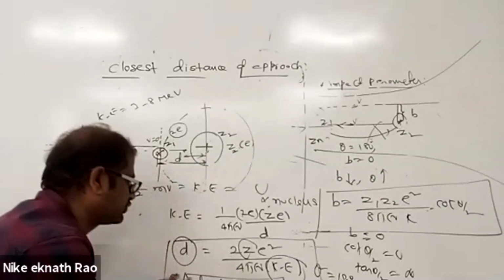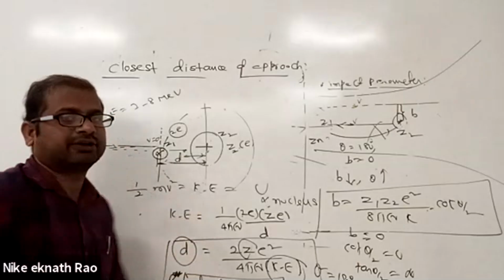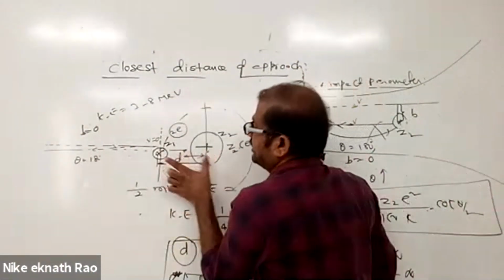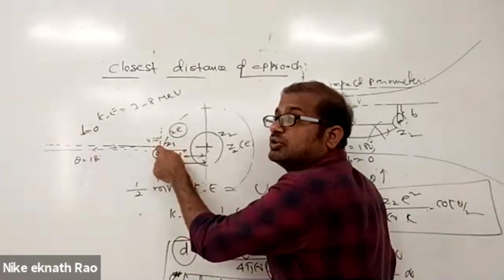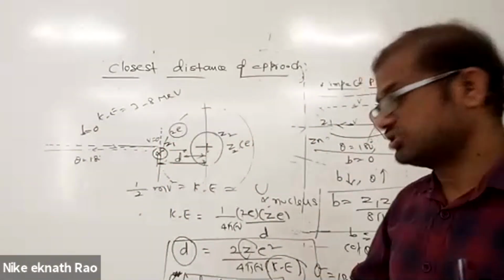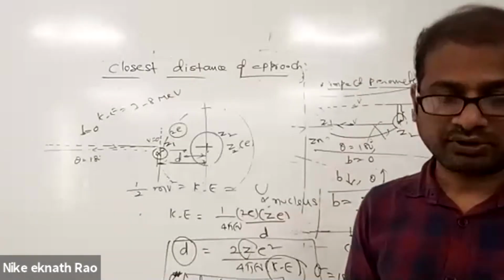Keep in mind here the conversion of energy. The minimum distance from the nucleus at which the momentary kinetic energy becomes 0 is called the closest distance of approach. Questions can be asked based on this relation, so keep it in mind.